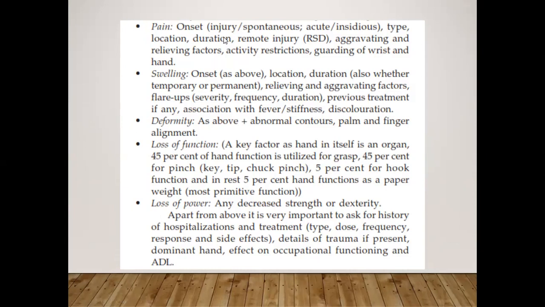And you should also see whether there is any deformity. Now, patient can have any deformity in case of rheumatoid arthritis. He can have loss of function. That also is important because you should check each kind of function, whether he can do a grasp function, a pinch function, or a hook function. So all these functions also have to be tested. In addition, you should always see the patient whether he has a loss of power.